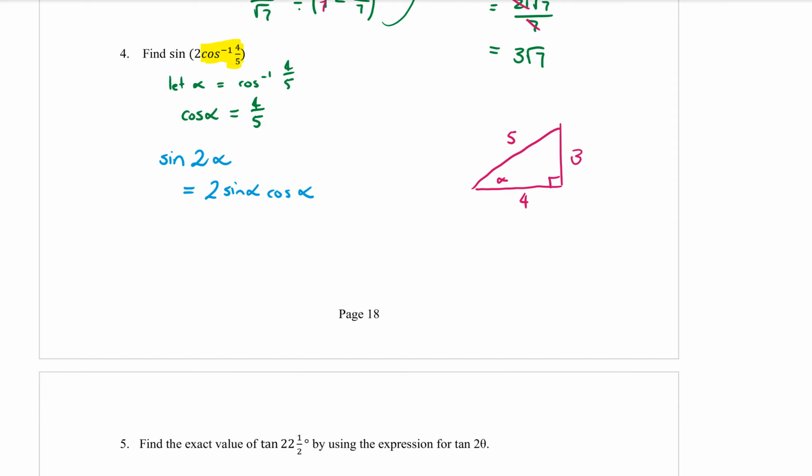Okay, so now we can sub into this expression we have over here. So we have 2 times, now sine alpha from my triangle over here, sine is opposite over hypotenuse, which is 3 over 5, times cos alpha, which we know from here, or we could do it from the triangle, we get the same thing, is 4 over 5. And when you times all that together, we get our exact answer, which is 24 over 25.